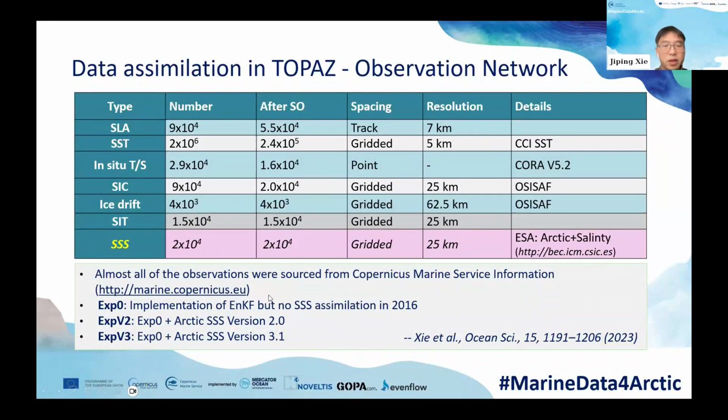It has a 25-kilometer resolution. The control run is experiment 0, and the other two experiments additionally assimilate surface salinity to compare the impact. Here we use TOPAZ, a coupled data assimilation system for ocean and sea ice, based on the ensemble Kalman filter. In this system, we use 100 members, and I show the results based on the ensemble mean.